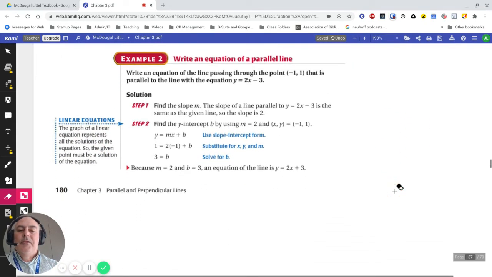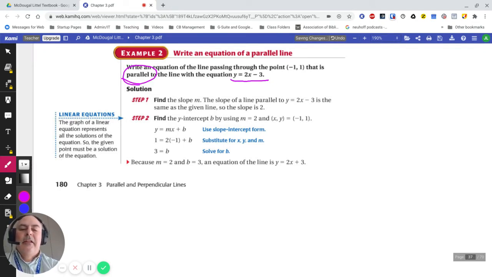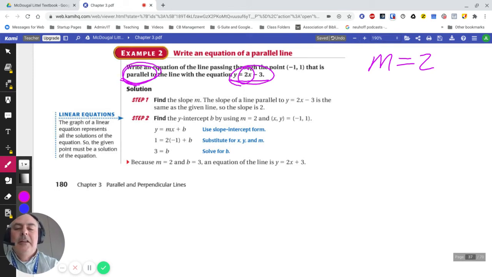Let's take an example here. The first thing is we have the equation of a line that we're starting with. And now we're looking for a line that's parallel to that. Well, I start by finding my slope. When I look at this, mx, 2x, the slope of my line that I'm given is 2. But since it's parallel, my new line is going to have the same slope. So I'm done with that part.